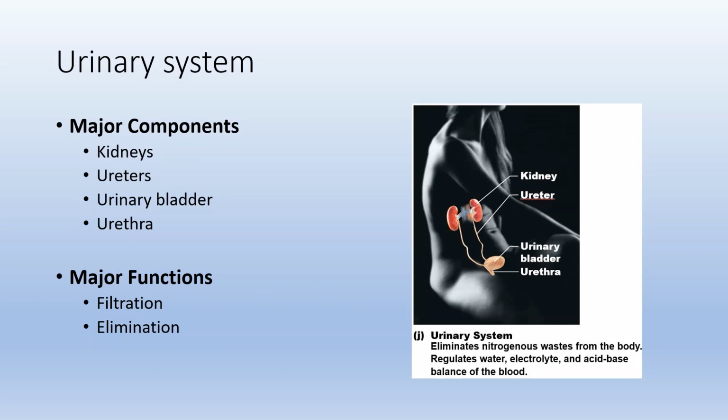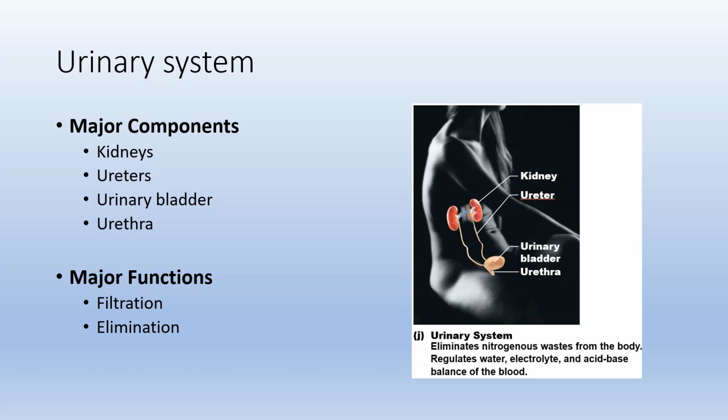The urinary system will include the paired kidneys, a left kidney and a right kidney. Extending from each of those kidneys, we have a ureter. A ureter is a long muscular tube that will transmit urine after it is produced in the kidney to the urinary bladder, where it will be stored and then eventually expelled from the body via the urethra.